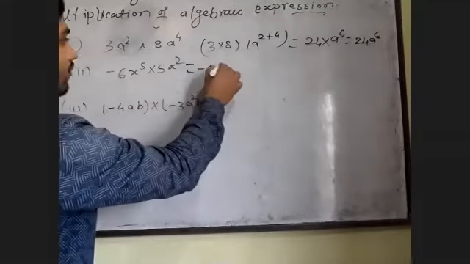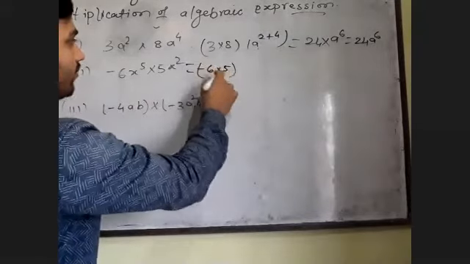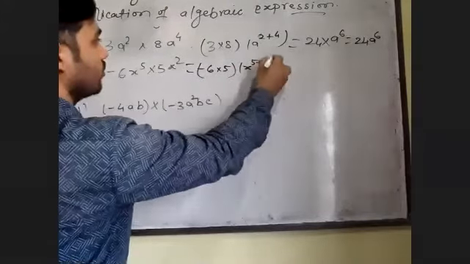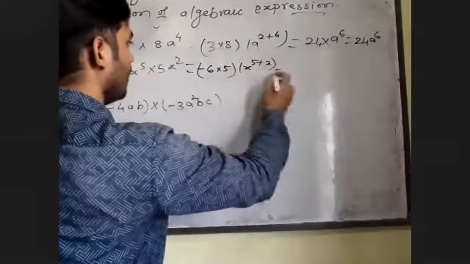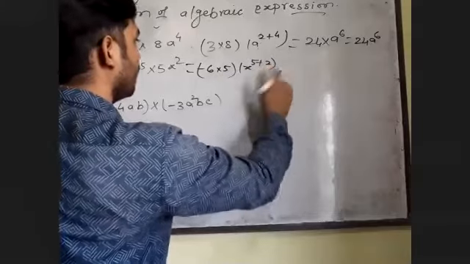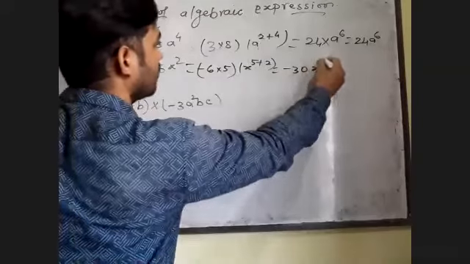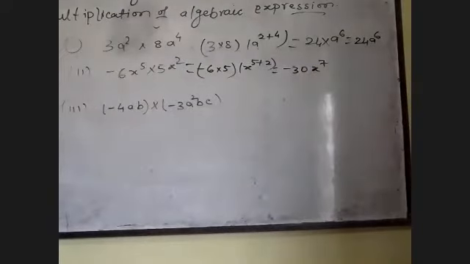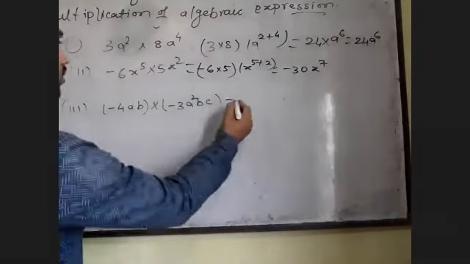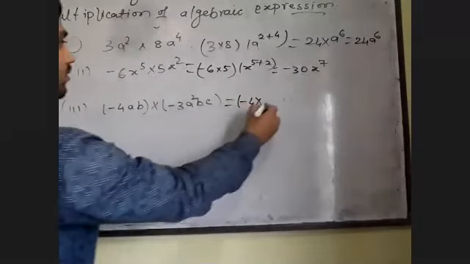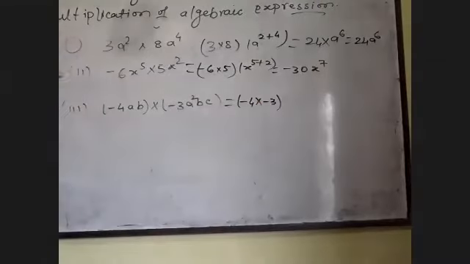It becomes minus 6 times 5, that is minus 30, and x to the power 5 plus 2, so we can write minus 30x to the power 7. Now for this one, what can we write? Solve 4 multiplied by minus 3. Okay, solve it, then I'll solve.